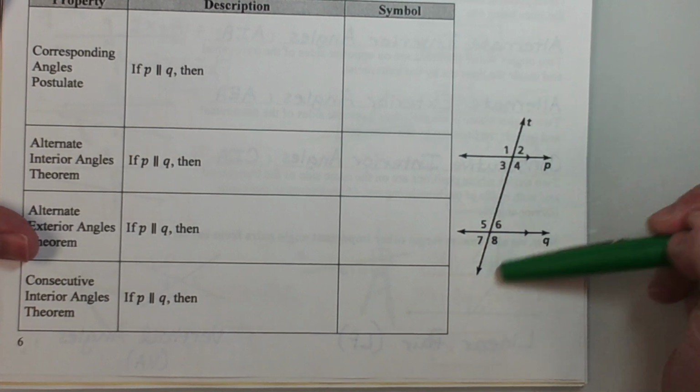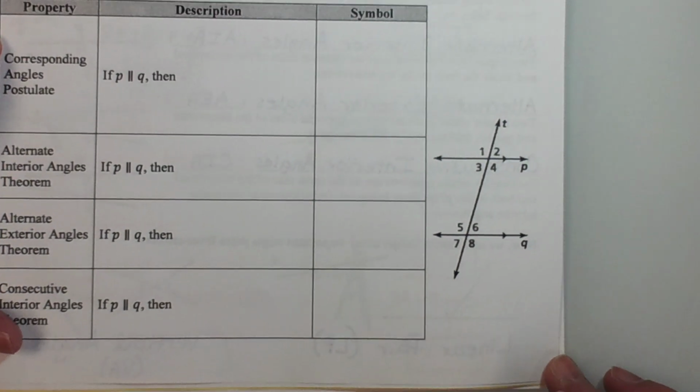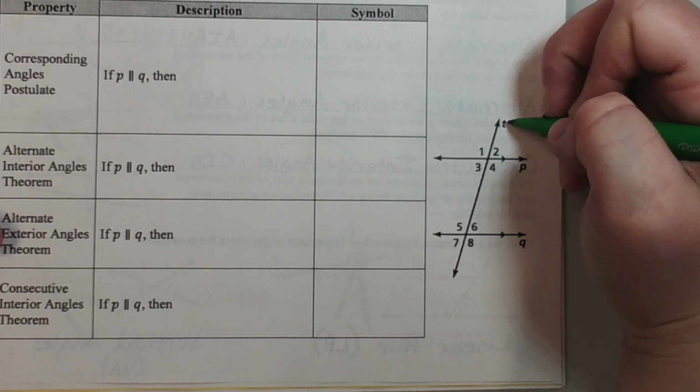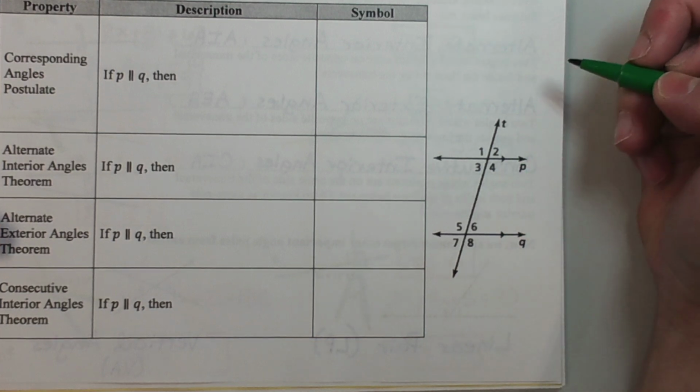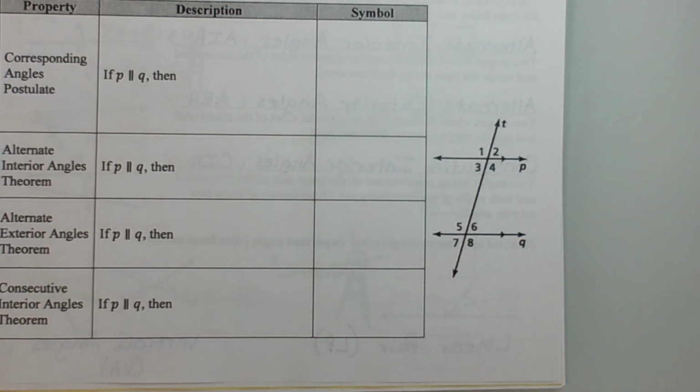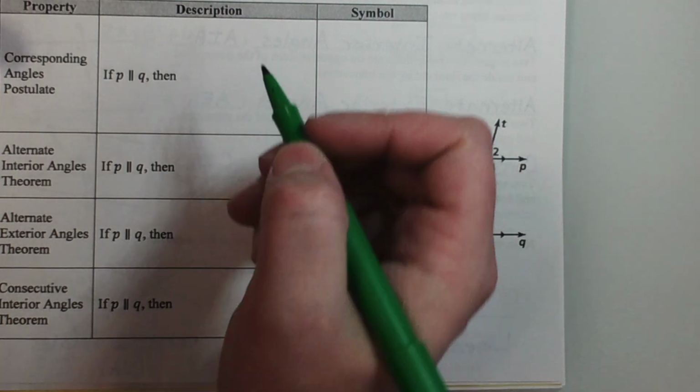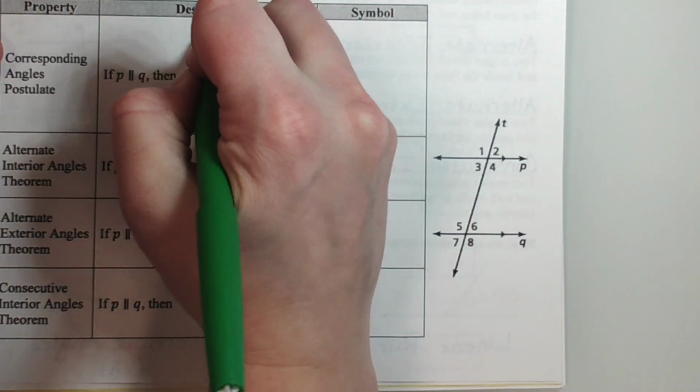When you technically have two lines cut by a transversal, there is more than one pair of corresponding angles. There's numerous pairs. Corresponding requires they be on the same side of the transversal, one interior, one exterior, and they don't share a vertex. So, let's start with angle 1.